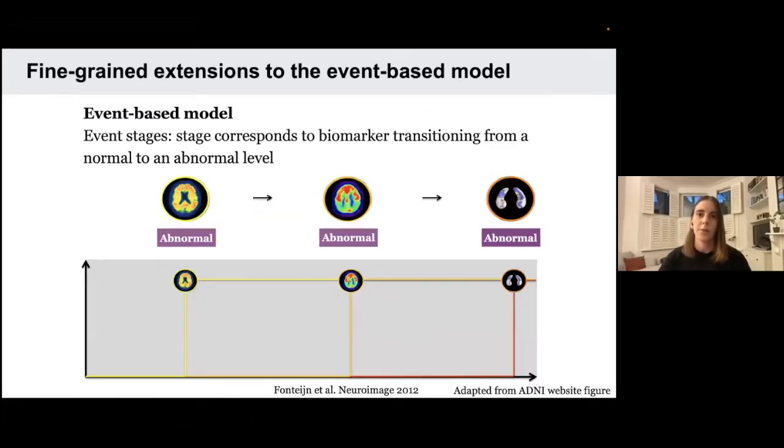The event-based model is one of the earliest disease progression models, and so it's quite simplistic in terms of the progression patterns you can learn. It can only learn a set of transitions of biomarkers from a normal to an abnormal level. More recently, we've developed a number of more fine-grained extensions to the event-based model that allow you to model more complex progression patterns.